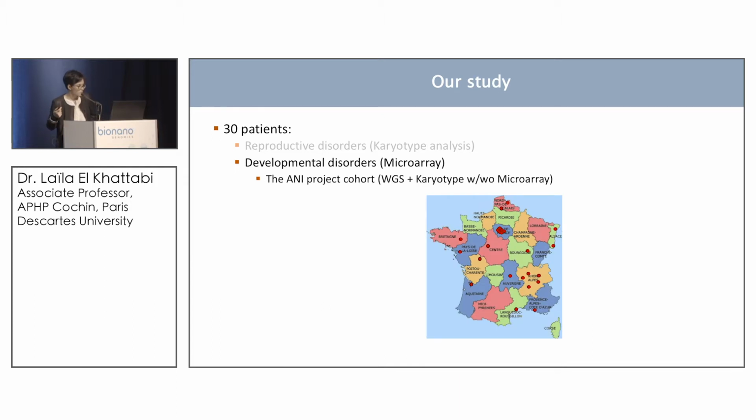A subset of these developmental disorder patients has also been included in another study called the YANI project. The important thing to know is that in this project, these patients carried de novo apparently balanced structural variants, and they had karyotype with or without microarray analysis. They also had whole genome sequencing by short reads.